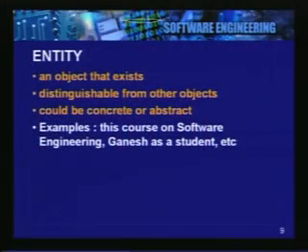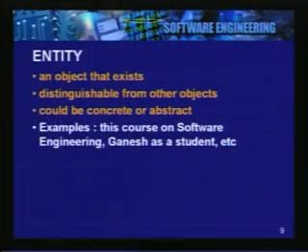Here are a few examples. For example, this course on software engineering, we can treat it as an entity. It is an abstract entity, it exists as a course, it is distinguishable from other courses. So it satisfies all the three characteristics of an entity. Therefore, we say that this course on software engineering is an object. We can think of it as an entity.